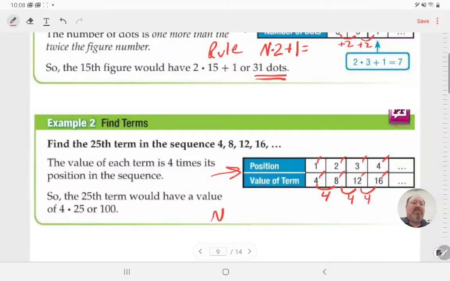I could say the term or the position number times 4. Now does that work? So 1 times 4 is 4, which is correct. 2 times 4 is 8, which is correct. 3 times 4 is 12, which is correct. And 4 times 4 is 16. So that's correct. So this could be my rule. And now for any number I could plug in there and find out what the value of the term is. So they're wanting the 25th. So it would just be 4 times 25 or 25 times 4, which would give you 100. Okay? So once you have the rule, then you can find anything you want very, very easily in that problem. All right.